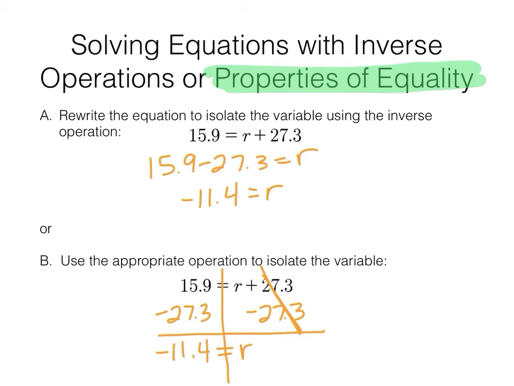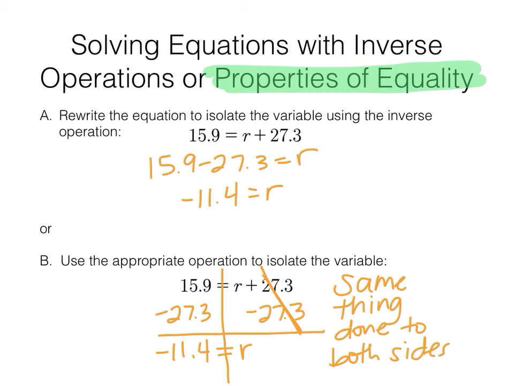And those operations where we are treating both sides the same, those are called properties of equality, like it says above. I'm not going to write it out again. Why would I write it out again? Because we are doing the same thing to both sides. So it's the same thing done to both sides, which you will see in the examples on the next slide. So let's get to it.